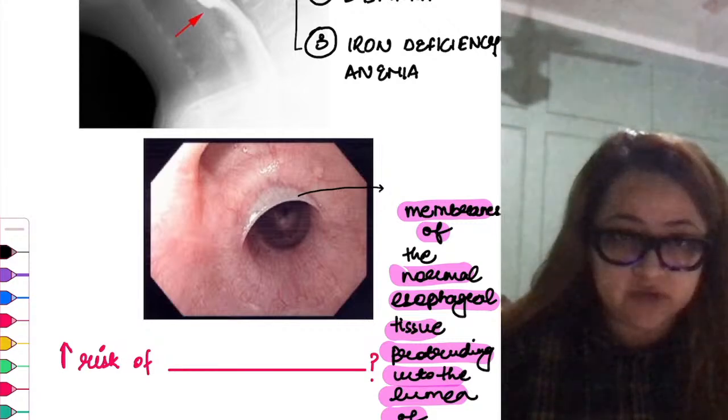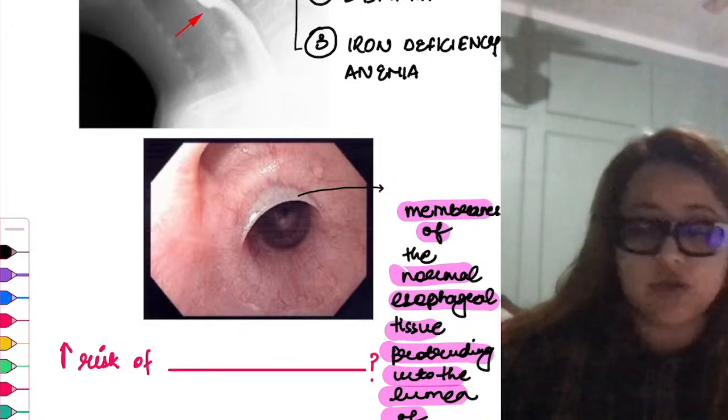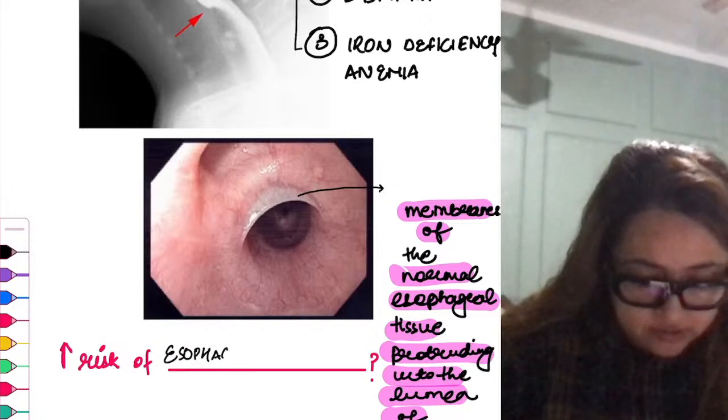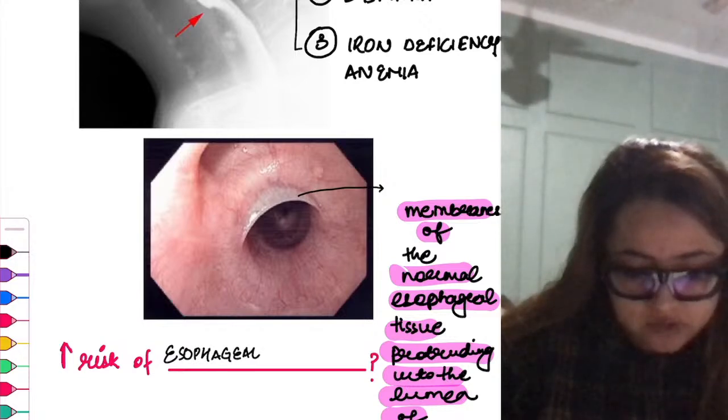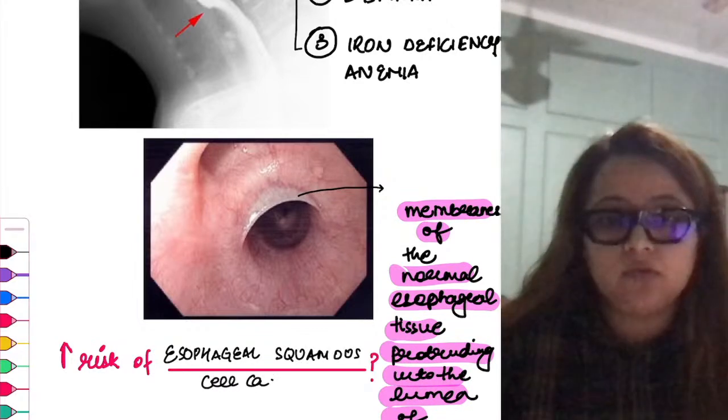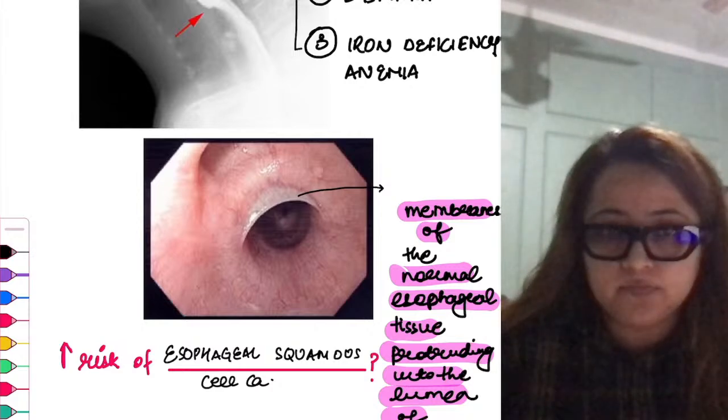Exactly. Madhavan, you gave the right answer. The answer here is that it increases the risk of esophageal squamous cell carcinoma. So increased risk of esophageal squamous cell carcinoma. Guys, when you talk about esophageal cancer, this is a cancer with a very poor prognosis.